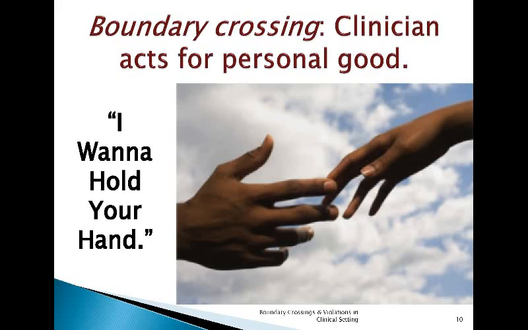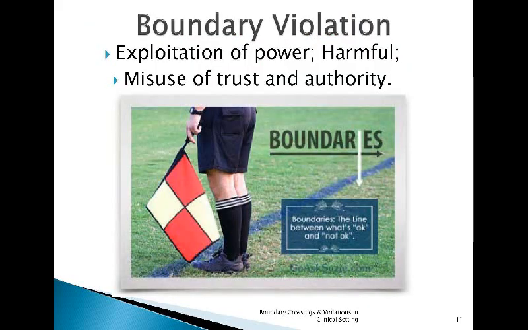Here is a boundary crossing that benefits the clinician. When a clinician thinks, "I want to hold your hand," and then acts on his or her feelings, that is a boundary crossing. The clinician is acting for personal good. That would be considered unethical. In contrast, boundary violations represent major unethical behavior. They involve: one, misuse of trust and authority; two, exploitation of the clinician's power; and three, harm to the patient. Sexual contact is both unethical and illegal.